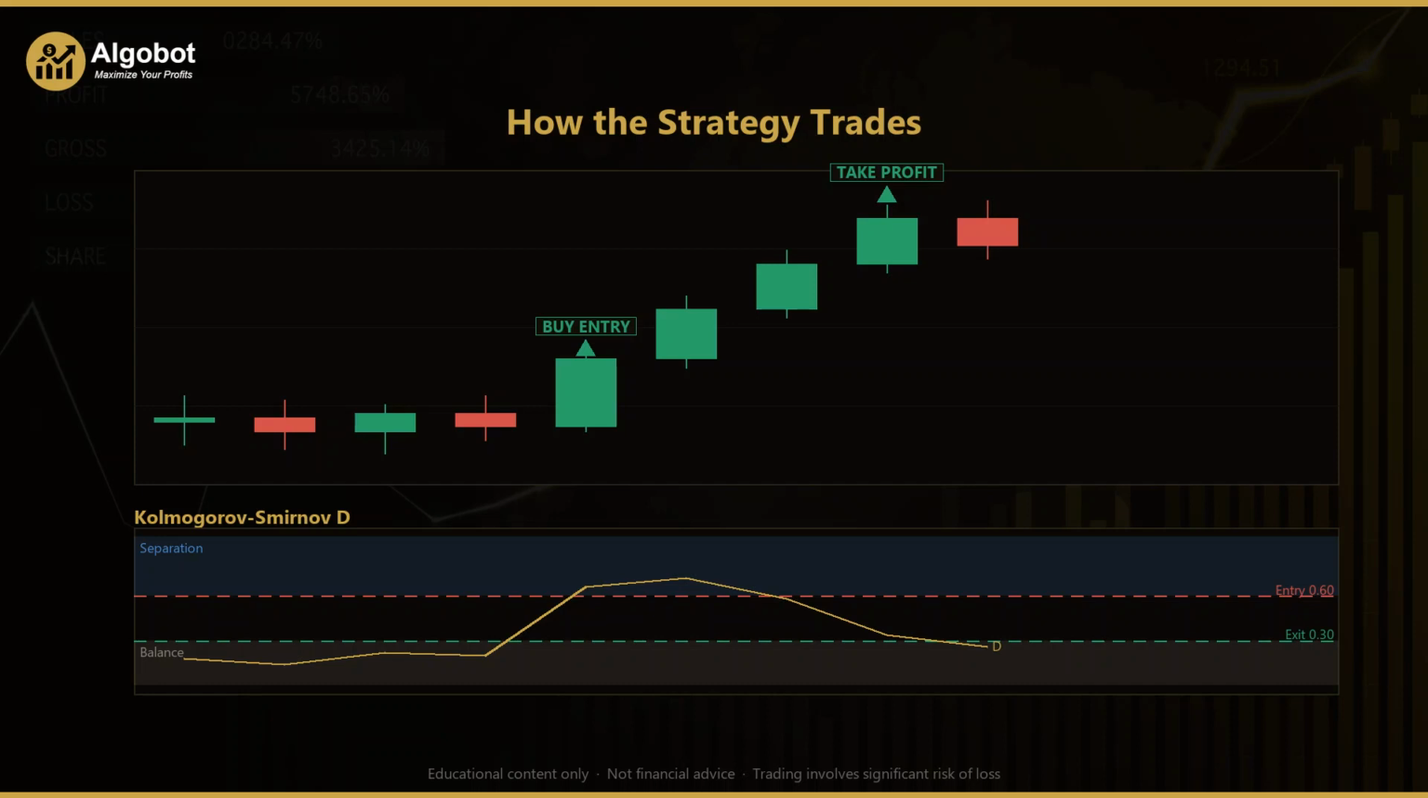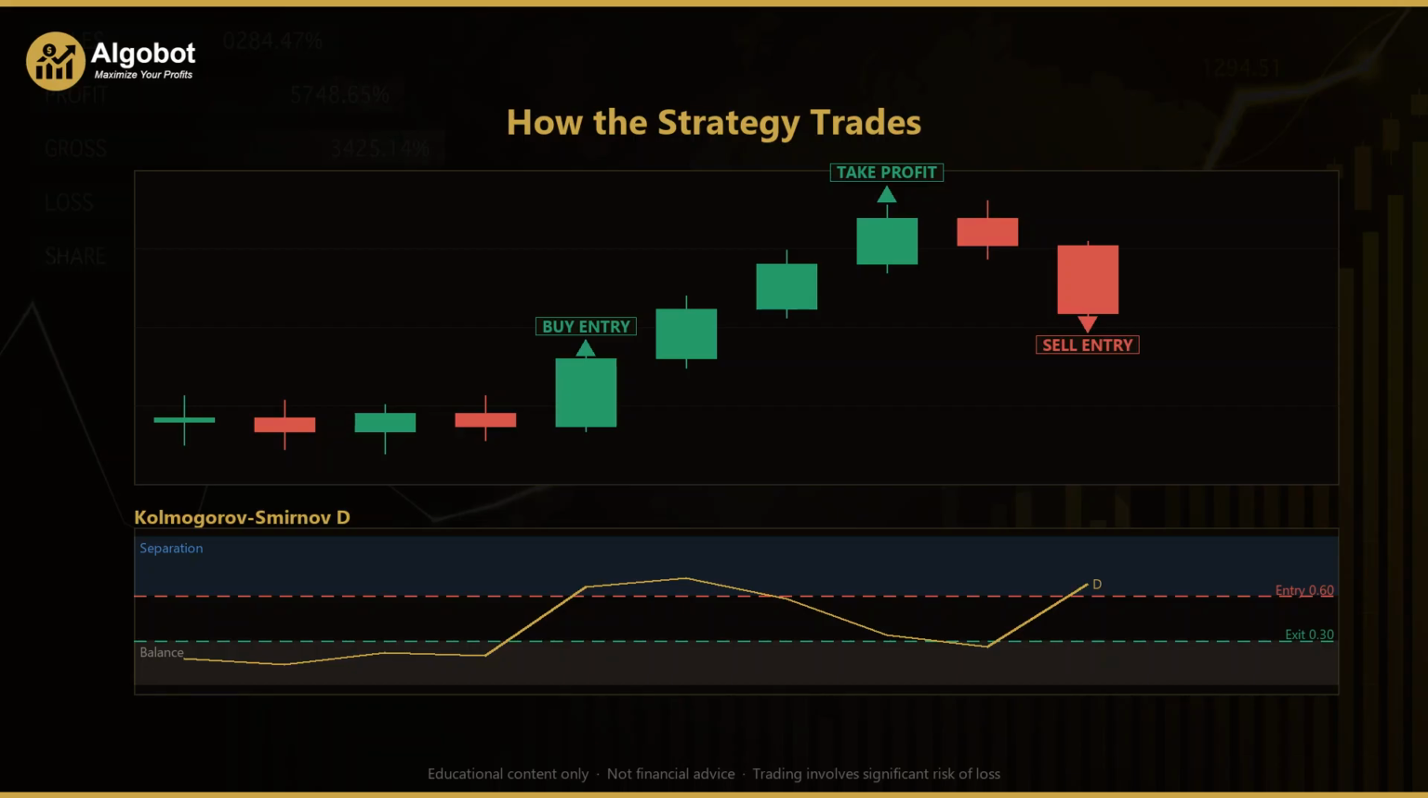After that, price stalls. The 8th and 9th candles lose momentum near the highs, and the D line begins sliding back down toward the exit line as the 2 windows start to overlap again at the higher level. Balance is briefly restored up here.